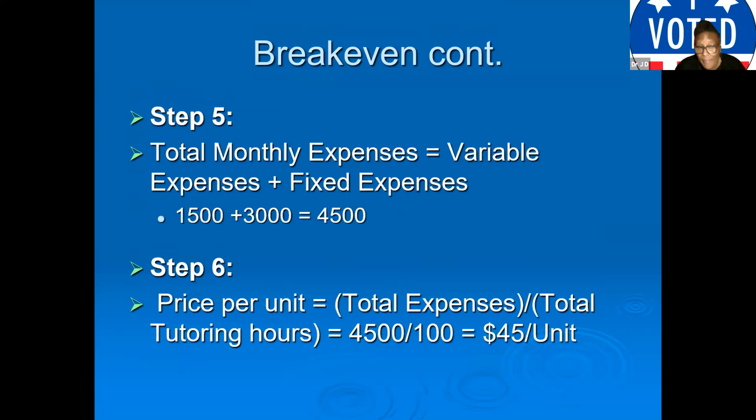Step 5. In step 5, we are looking to add variable expenses per month plus fixed expenses to get the total expenses per month. So your total monthly expenses are the variable expenses, which we calculated as $1,500, the $15 times the 100 hours, plus the fixed expenses at $3,000. That gives you a grand total of $4,500.